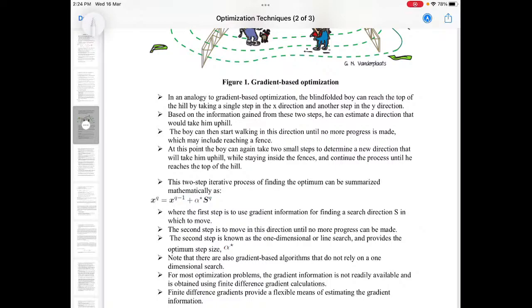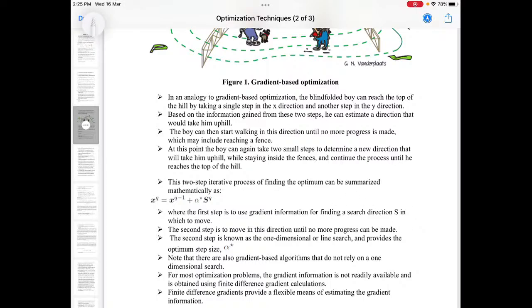So where the first step is to use the gradient information for finding the search direction capital S, which is to move. So here capital S shows the search direction. What is the search direction? It is the direction in which the boy has to move. So where the first step is to use the gradient information for finding a search direction. So what is the gradient information first used for? It is used to find a search direction capital S in which the boy has to move.